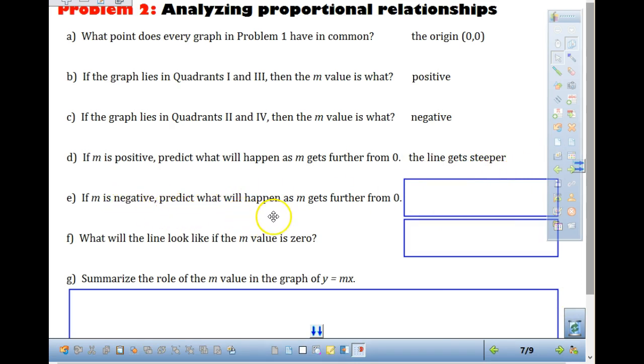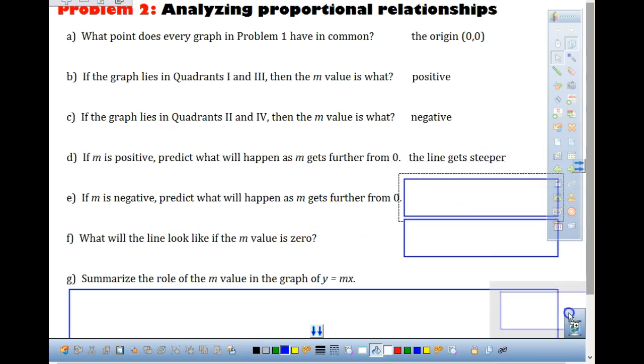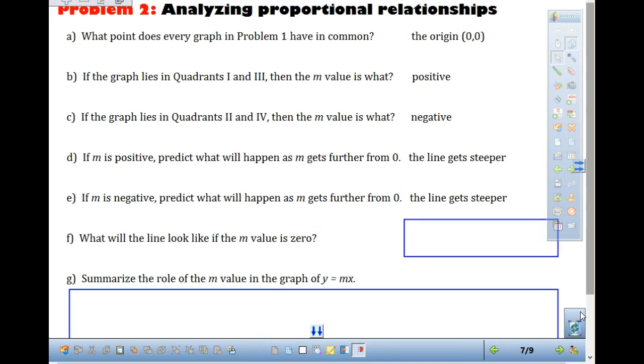If m is negative and it gets farther from 0, -2, -4, -5, what happens to it? It still gets steeper. It's just going downhill instead of going uphill, right? So both of these get steeper.